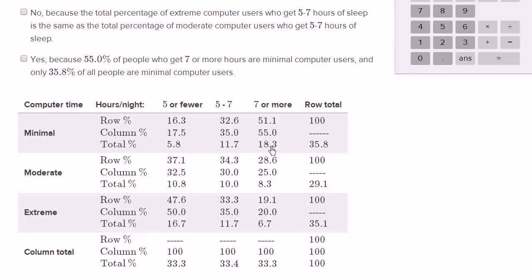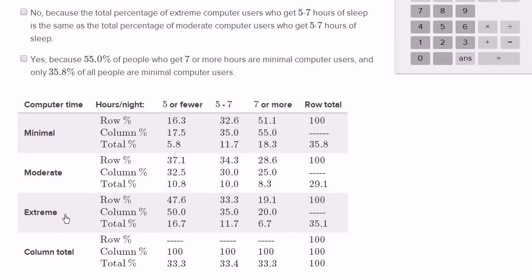So let's look at the choices. And before I even look at the choices, let's see if there's an association. If you look at minimal computer users, a small percentage, only 16%, get 5 or fewer hours. A higher percentage gets 5 to 7 hours. And 51%, the highest percentage, gets 7 or more. So for minimal computer users, the distribution is definitely weighted towards getting more sleep.